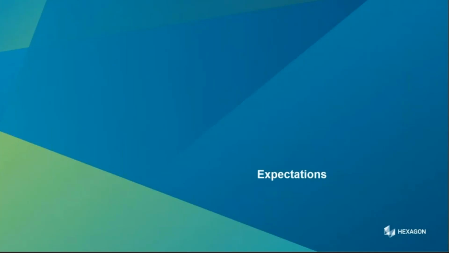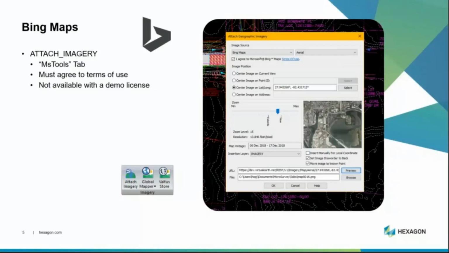So we have several different systems in MicroSurvey CAD for attaching imagery or using imagery. The first of which I'd like to go over is the Bing Maps feature. You can find this on the MS Tools tab or by typing Attach Imagery, and that's the left button on that ribbon tab here that I have shown at the bottom. In order to use it, you must agree to the Bing Maps terms of use, and this is not available with a demo license.